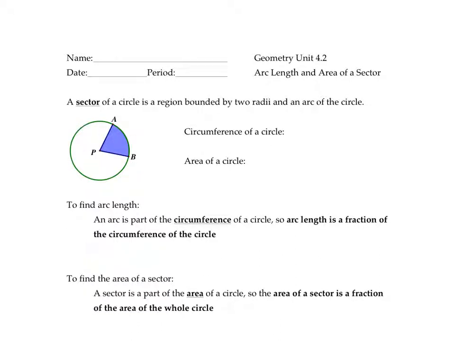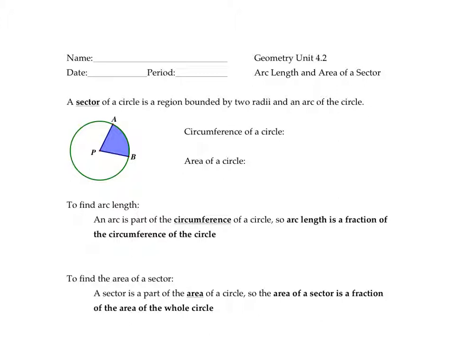Hi everybody, in today's lesson from Unit 4.2, we'll be talking about finding the length of an arc and also finding the area of a sector. A sector of a circle is a region bounded by two radii and an arc of the circle. In other words, it's like that shaded area that you see here in the picture, the blue shaded area. Think of it as a piece of pizza or a slice of an apple pie, for example.